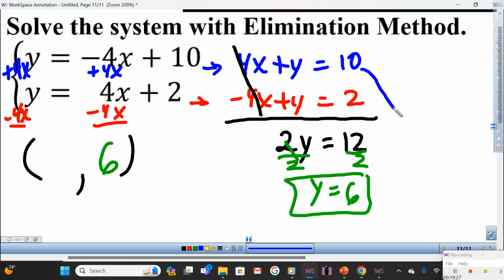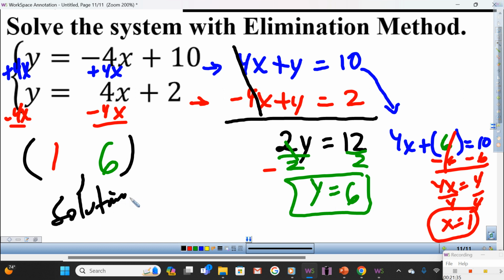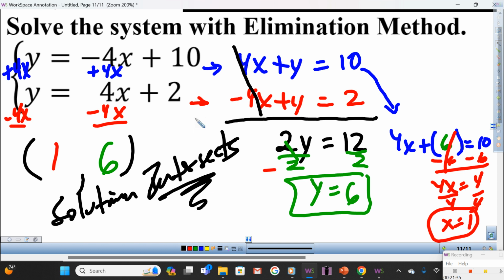So we bring down the blue one. 4x plus blank equals 10, or I'm going to put parentheses. And instead of y, we substitute 6. And what do we do next? So 4x equals 4. Divide by 4. X equals 1. Solution, (1, 6). And Martin, remind everyone what that means. Intersects. So that's where both graphs intersect.